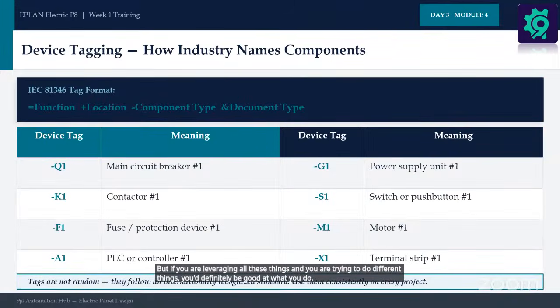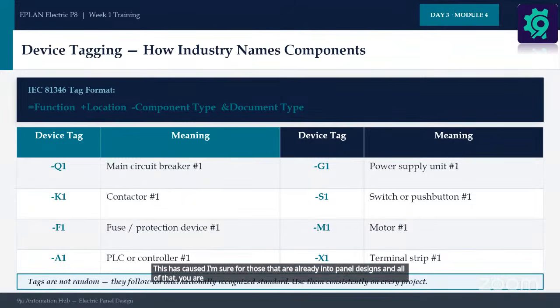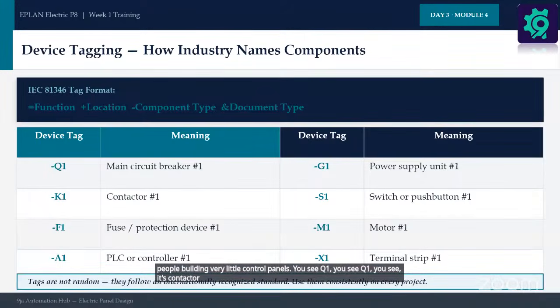So let's go to a very important part that I want us to discuss. For those that are already into panel designs, you are used to seeing K1, F1, people building very little control panels. You see Q1, you see K1, you say K, it's contactor. K is contactor, F is fuse.